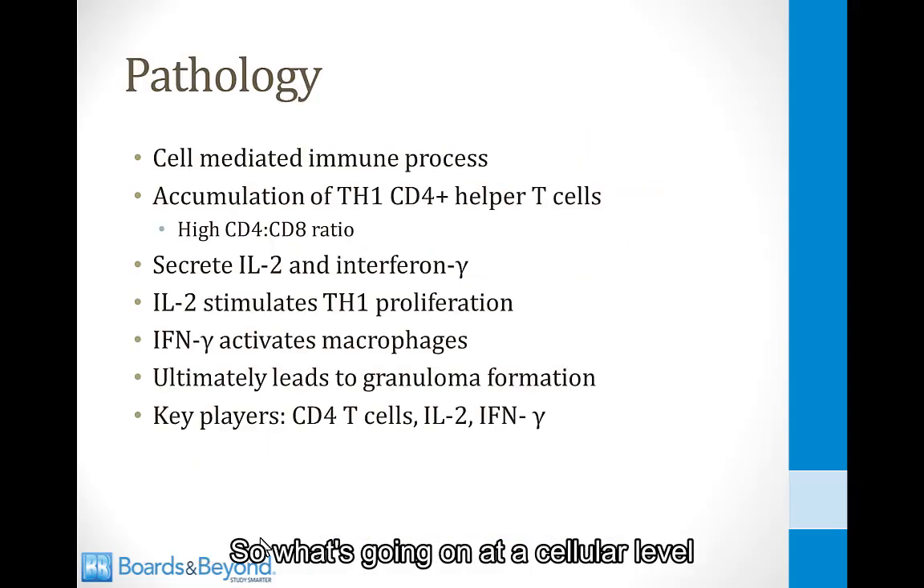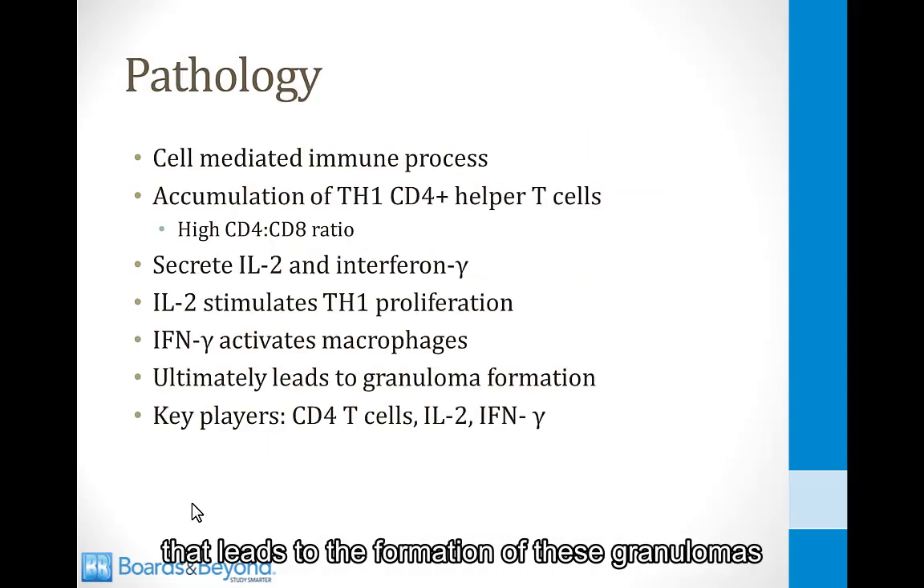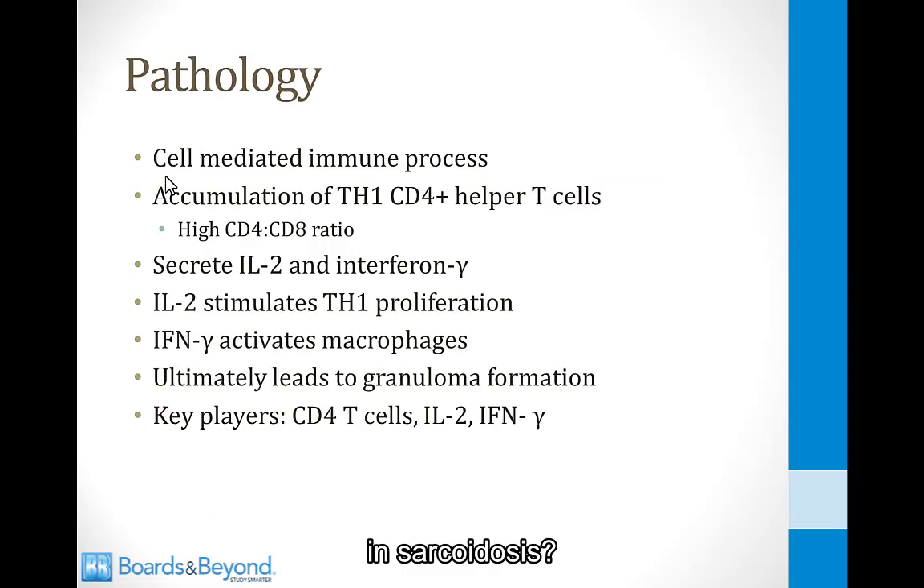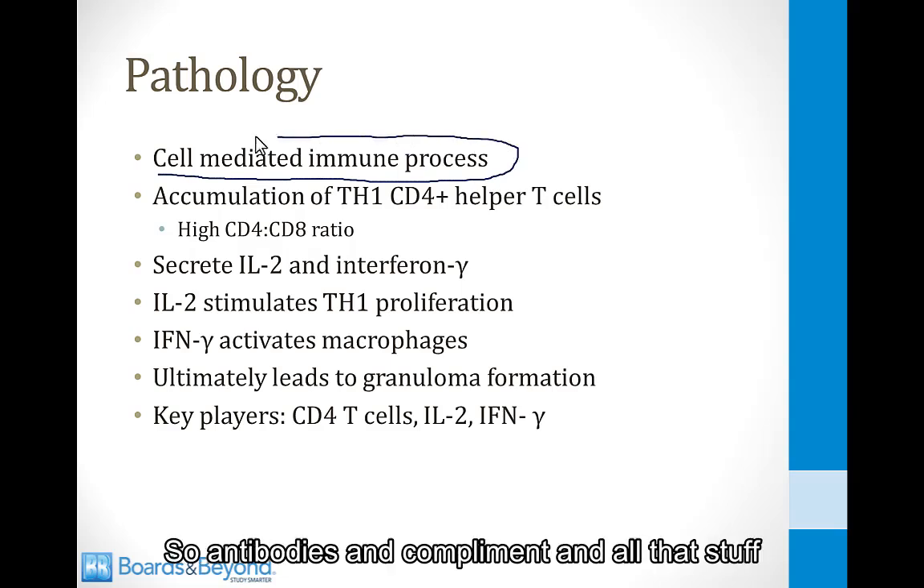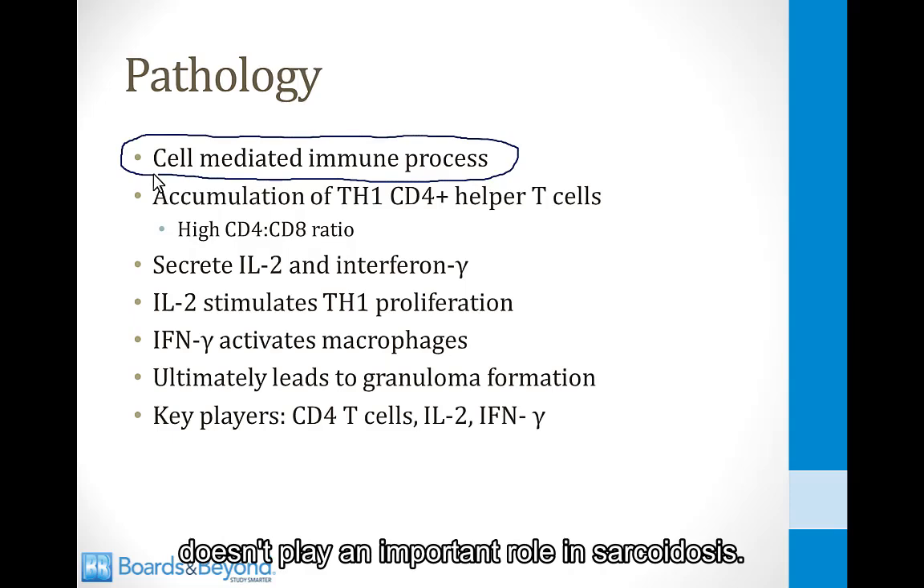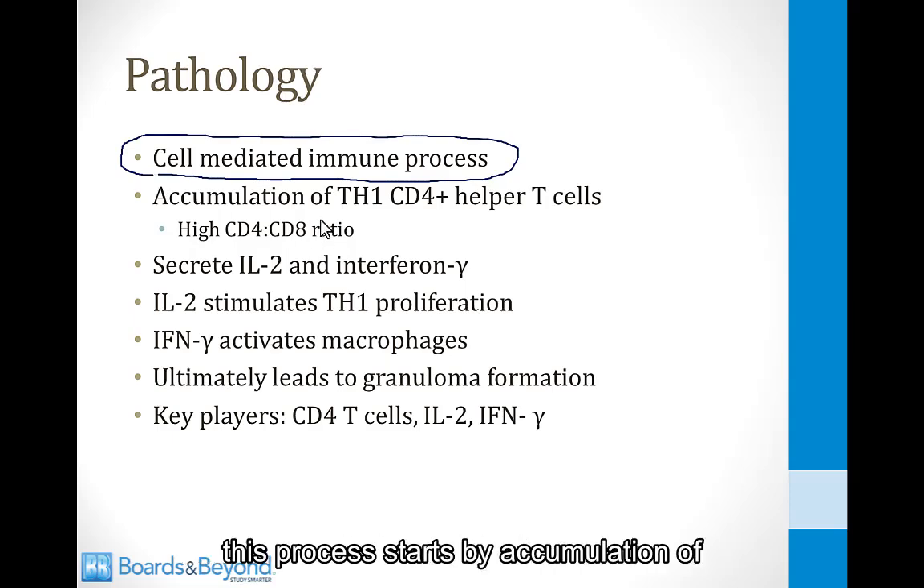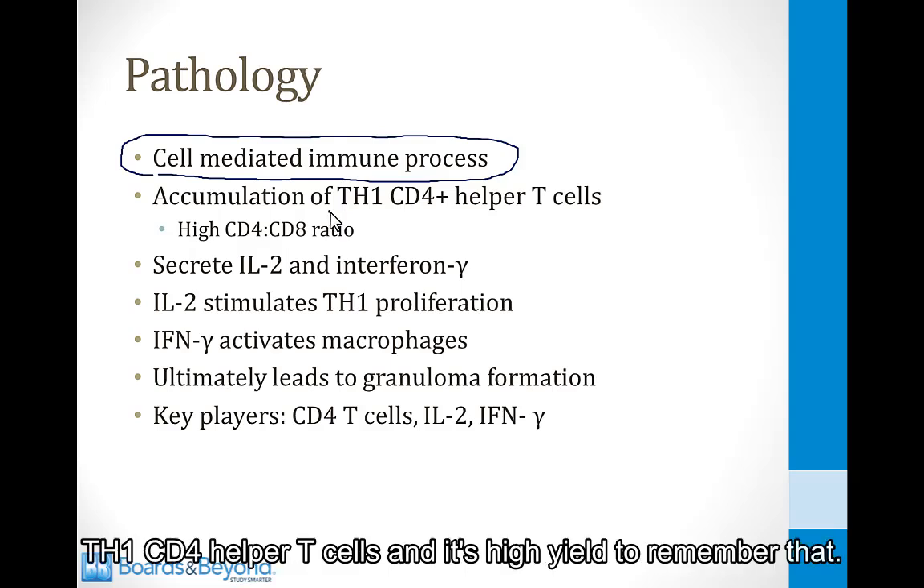So what's going on at a cellular level that leads to the formation of these granulomas in sarcoidosis? Well, the first thing to know is that this is a cell-mediated immune process. So antibodies and complement and all that stuff doesn't play an important role in sarcoidosis. At the cellular level, this process starts by accumulation of Th1 CD4 helper T cells, and it's high yield to remember that.